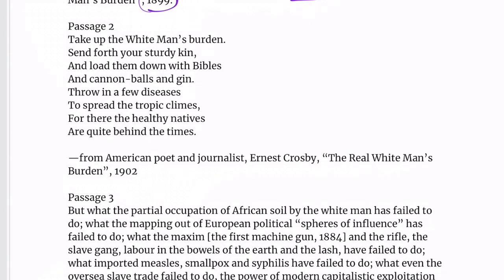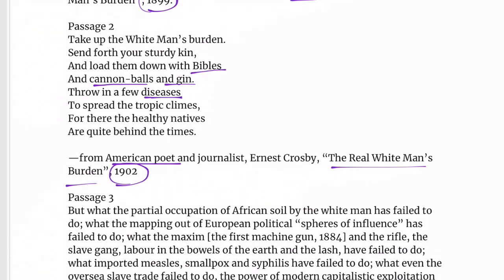So this one's from an American poet, okay? It happens in 1902, and he's saying this is the real white man's burden. So this is the truth of it. You're taking your Bibles, don't forget the cannonballs because you have to fight them, right? And the gin and all your diseases.